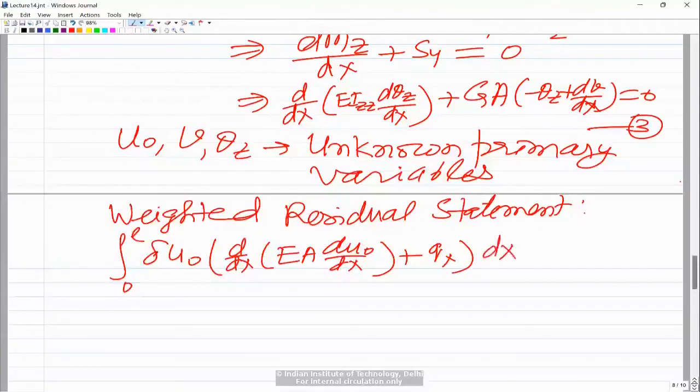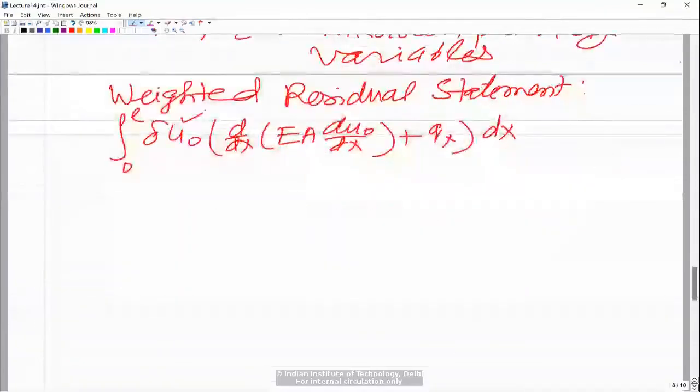So we were writing individually. Then individually also this term will be equal to 0. This is the weight function which is taken as delta u naught. And then the second differential equation, again integral 0 to L. The weight function I am taking directly as delta v.